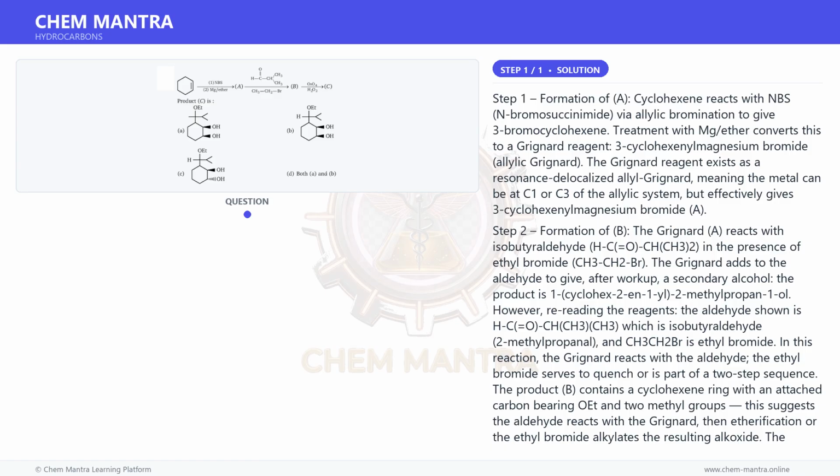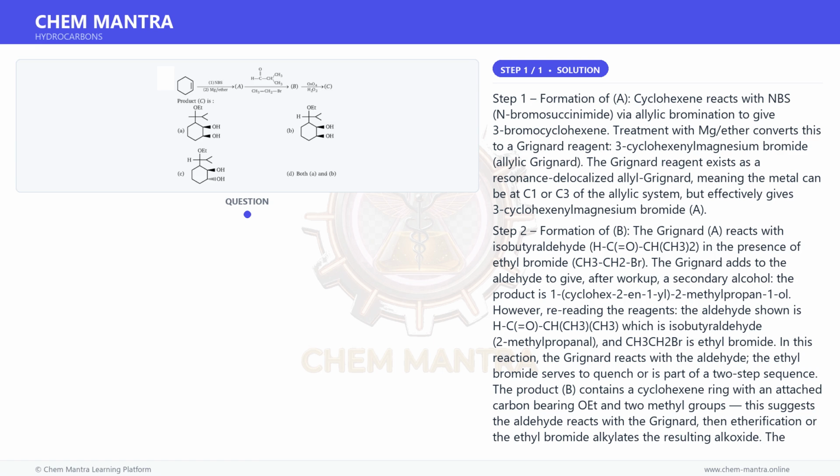The alkoxide formed from Grignard addition to CH3 2 CHCHO gives CH3 2 CH-CHO- cyclohexenyl. Treatment with EtBr alkylates the oxygen to give the ethyl ether, CH3 2 CH-CH-OEt cyclohexenyl. But the product structures show a quaternary or tertiary carbon bearing OEt and 2 methyls directly on the ring carbon, suggesting the Grignard adds to give a tertiary alcohol carbon attached to the ring.